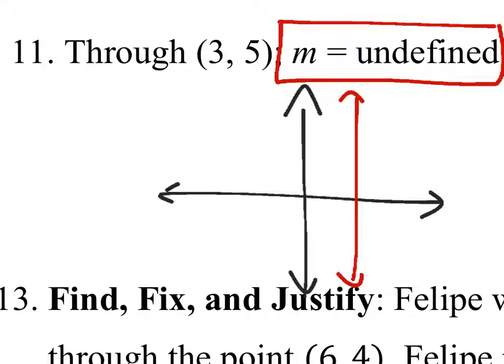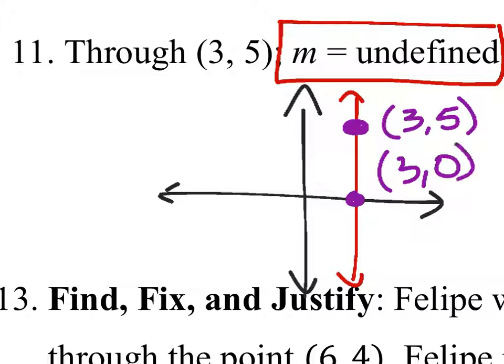Let's look at 3, 5, which would be about right here. What would be the point right here on the x-axis? 3, 0. Yeah, 3, 0, actually, right? What about this point? What do you guys think that would be about? 3, -5. Well, still 3, but now negative 5, right?